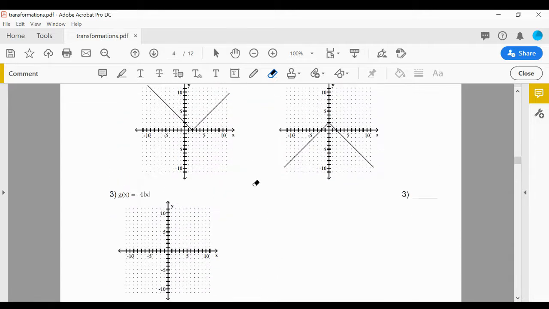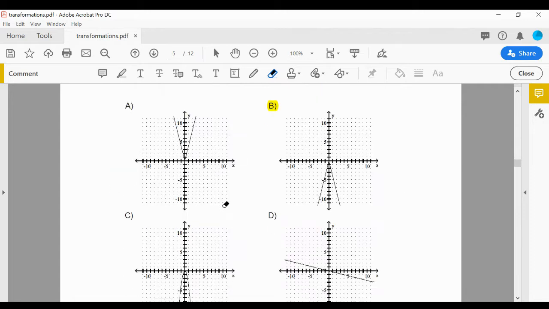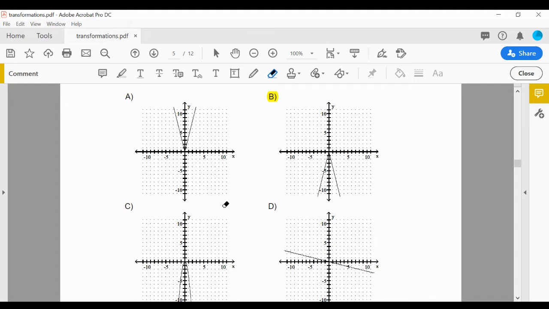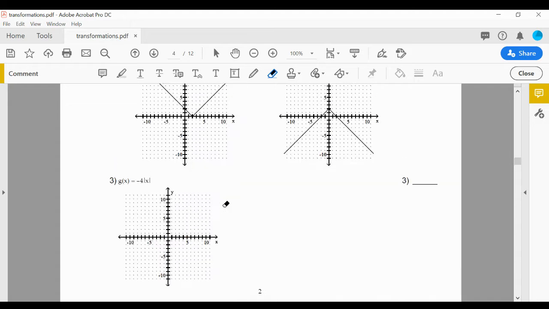All right, so let's see here. Number 3, you've got the absolute value function, but you've got a negative sign. First thing I notice with a negative sign, it's going to be flipped upside down. 4 means it's going to be stretched. All right, so it's going to be taller, and it's going to be sort of skinnier, I would say.